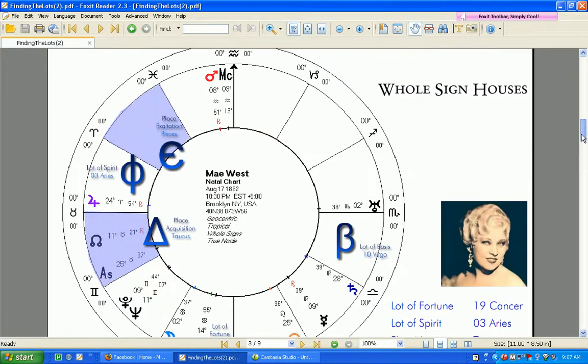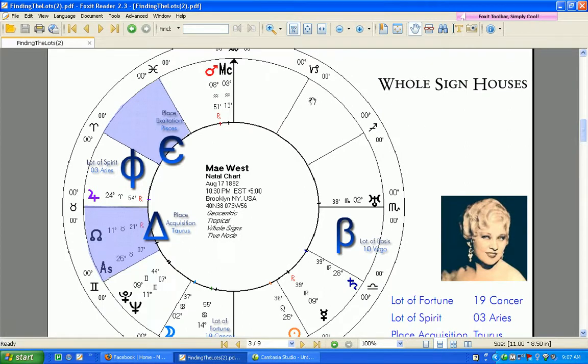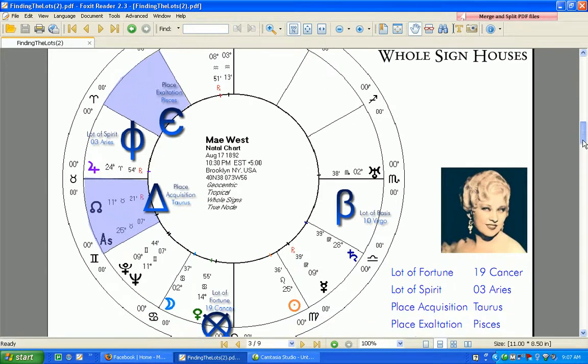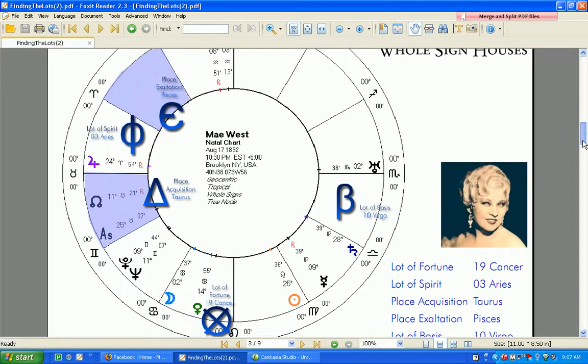The sun is below the horizon. Remember when we were talking about diurnal versus nocturnal, the sun needed to be in this region above the horizon in order to find a diurnal chart. So now we know that the chart is nocturnal because the sun is here below the horizon. So we're going to start from the moon's position and go to where the sun is.